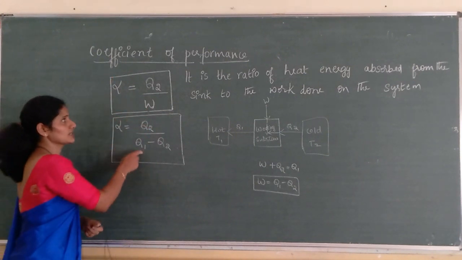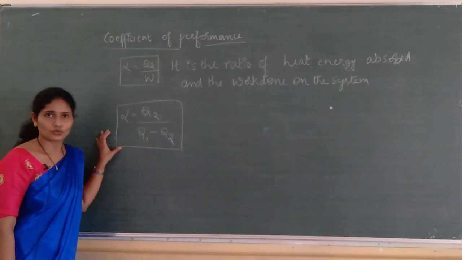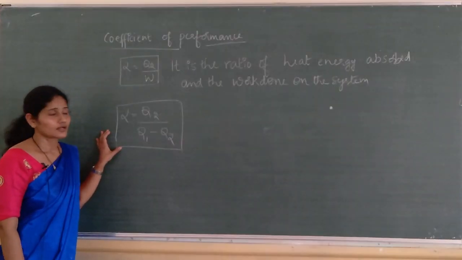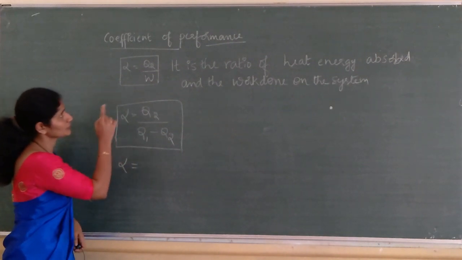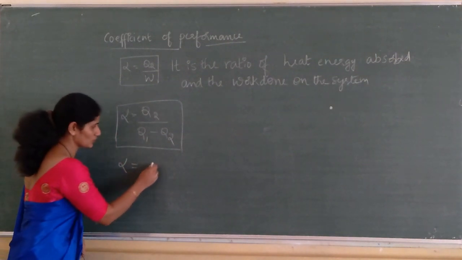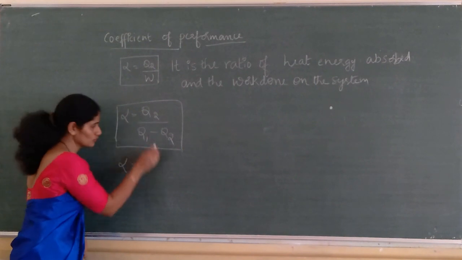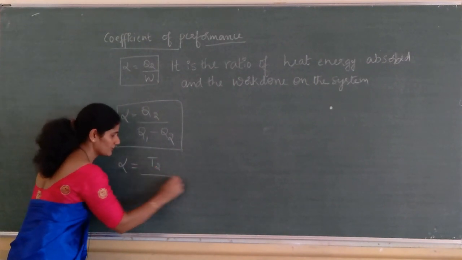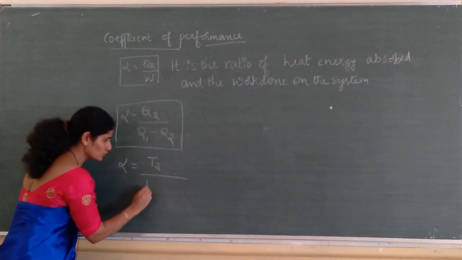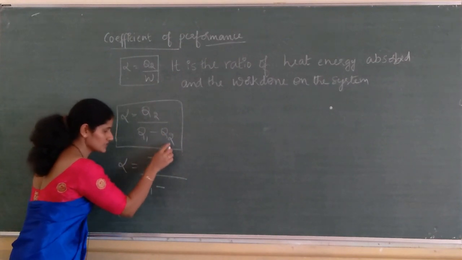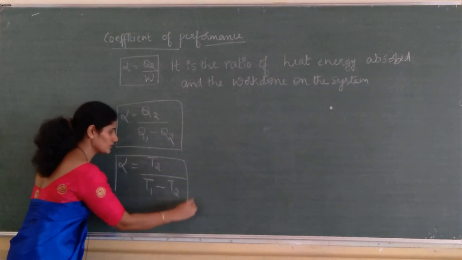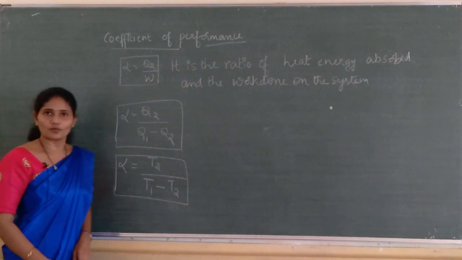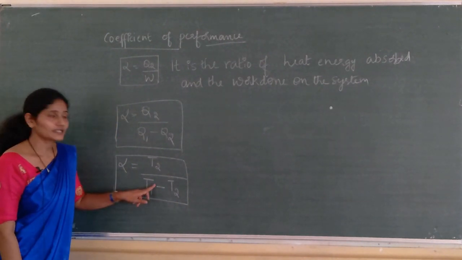Okay. So, this is in terms of heat energy. In terms of temperature, the expression for coefficient of performance alpha is equal to T2 divided by T1 minus T2, where instead of Q2 we have T2 and instead of Q1 we have T1. So, this is the expression for coefficient of performance in terms of temperature.